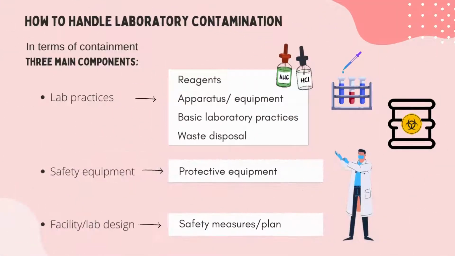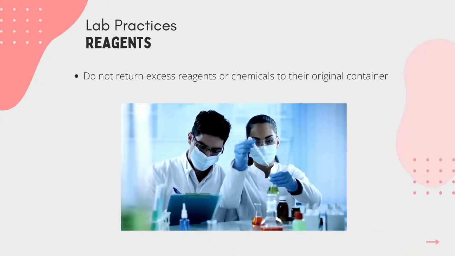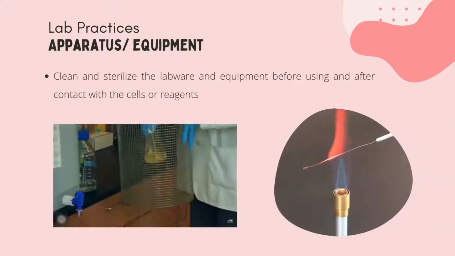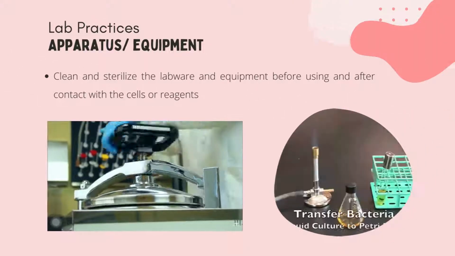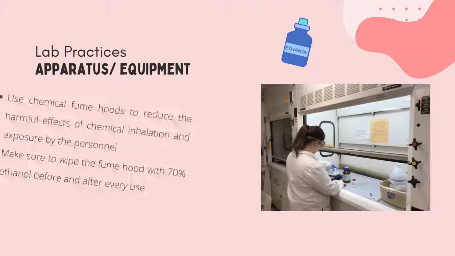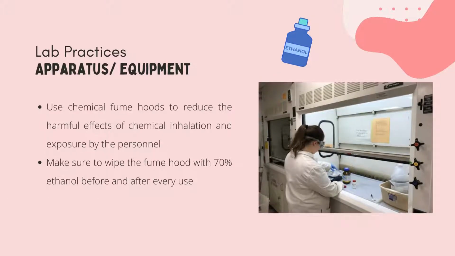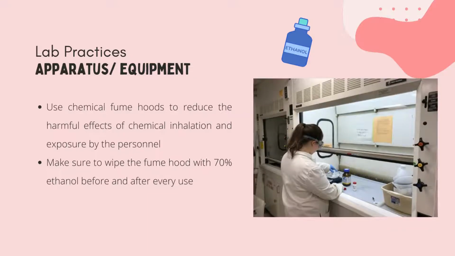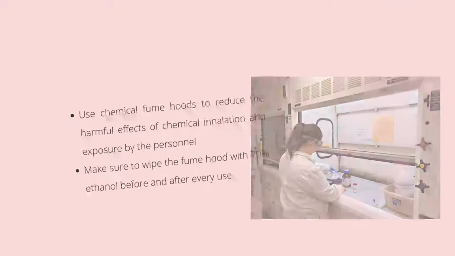How to handle laboratory contamination. There are 3 main components: lab practices, safety equipment, and facility. Do not return excess reagents or chemicals to their original container. Sterilize the labware before using and after contact with the cells. Use chemical fume hoods to reduce the harmful effects of chemical inhalation and exposure. Wipe the fume hood with 70% ethanol before and after every use.